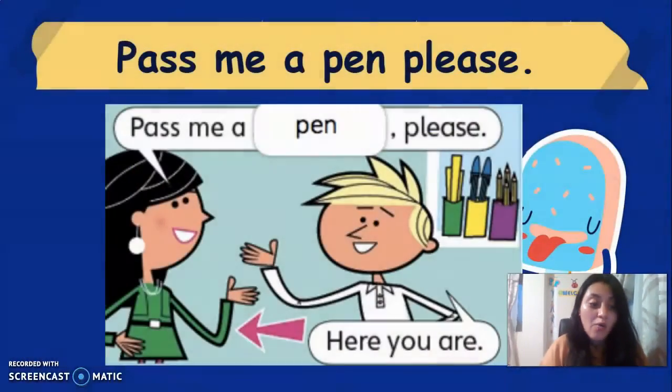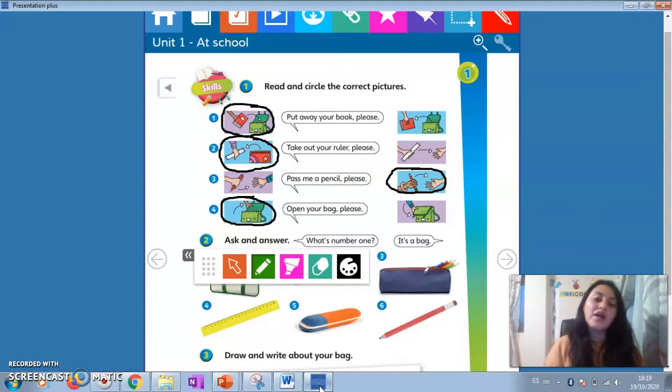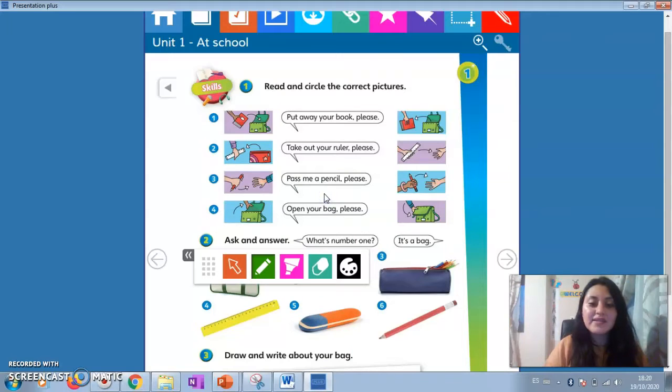Okay, now we're gonna work in our student's book. Vamos a trabajar en nuestro student's book. You're gonna help me with this exercise, okay? So we're gonna work in exercise 1, and it says, read and circle the correct pictures. You have 2 pictures on each sentence, okay? So you are going to choose only one picture, the correct one, okay?